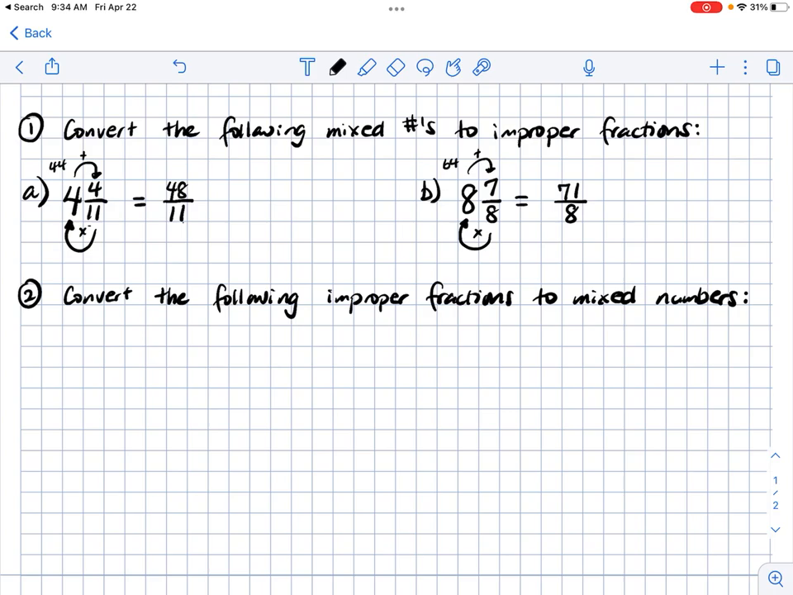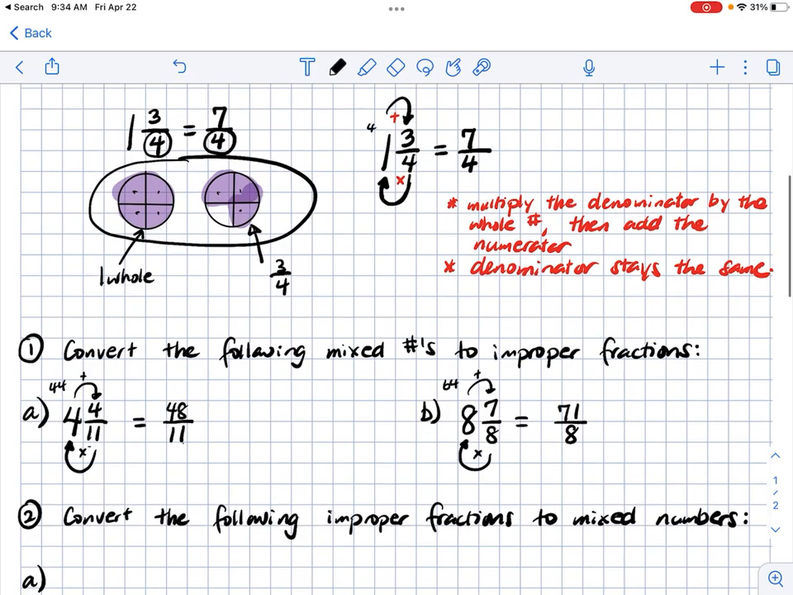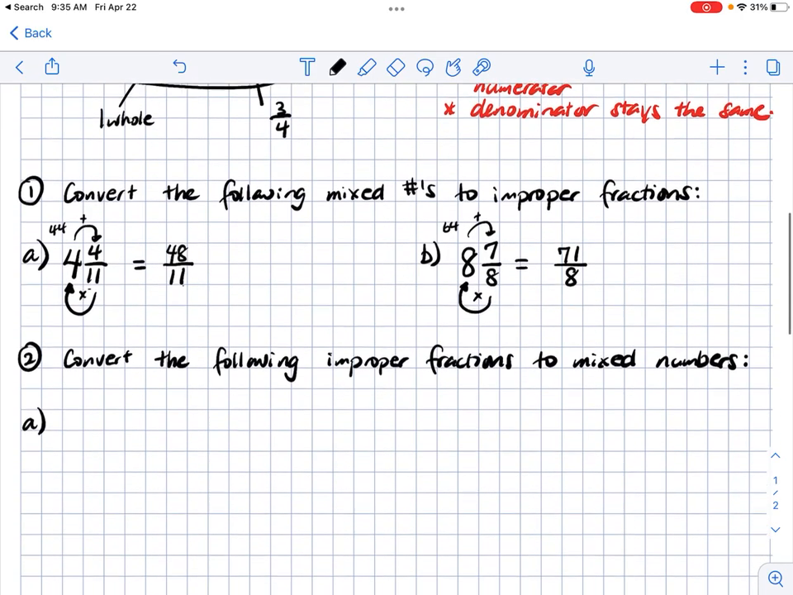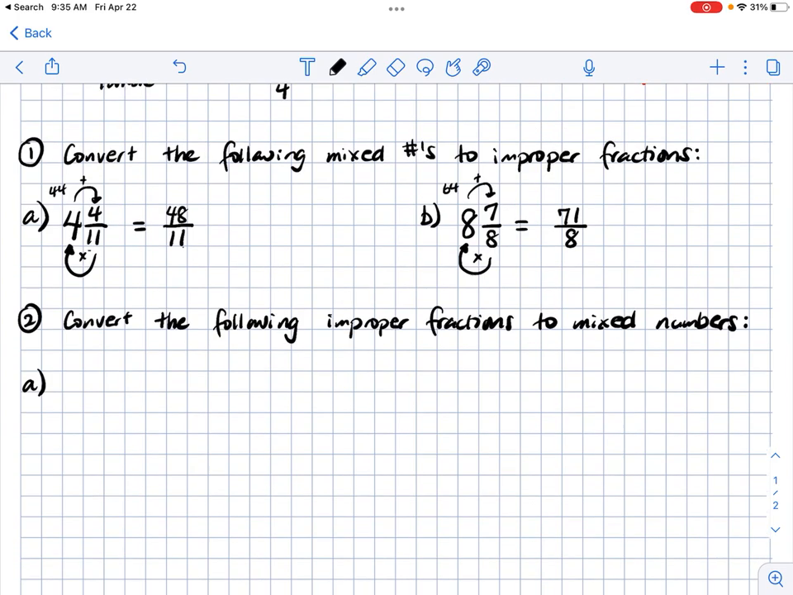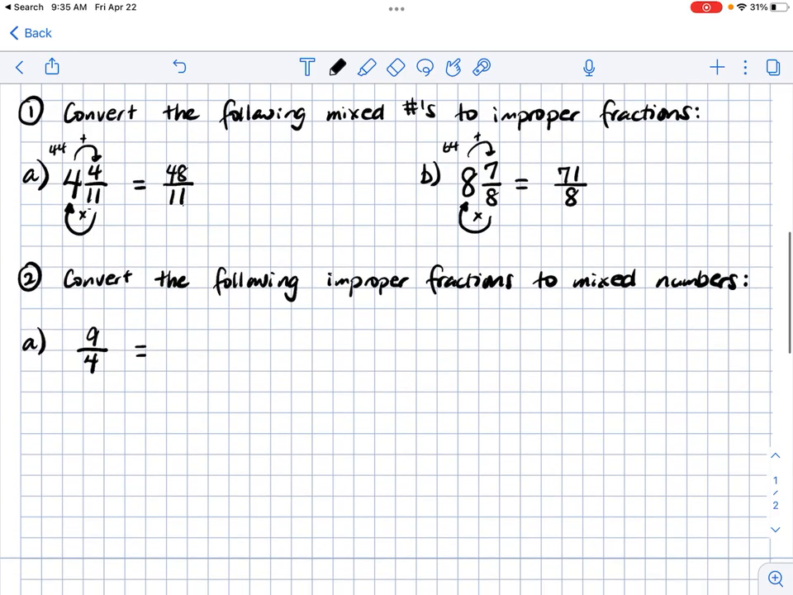Okay, so let's set ourselves up with this. Let's do the first example together. So let's do A. Let's do, actually, 9 over 4. Okay. Now, this involves division. So what you're thinking about is, again, same thing, okay? The denominator has to stay the same in both cases.